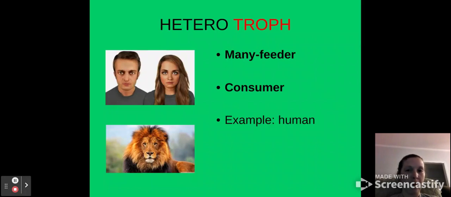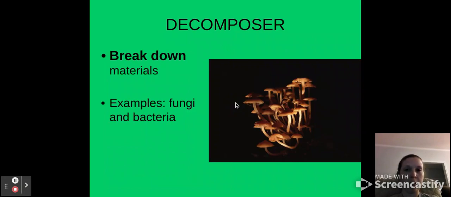Heterotrophs, so many feeders, these are our consumers. Anything that eats autotrophs would be a heterotroph. That also, though, includes your omnivores, your carnivores, all that good stuff as well. And then we've got decomposers, which we know break down material, and those are your fungi and your bacteria.